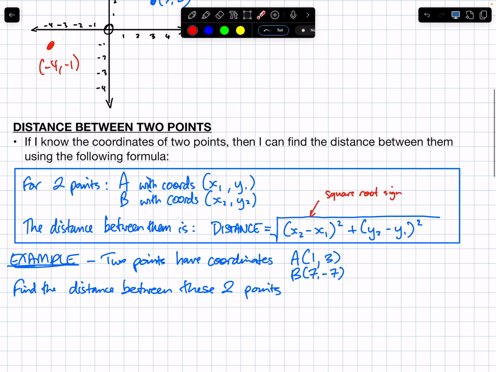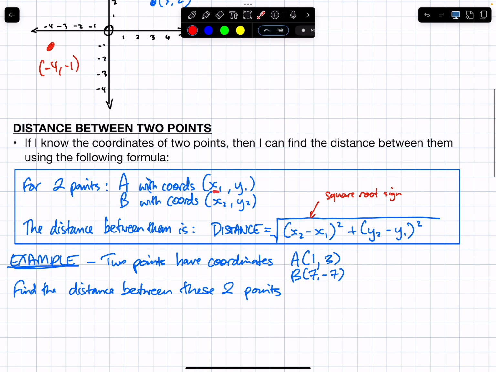Okay? So if I had 2 points, A had coordinates x1, y1, and B had coordinates x2, y2, the distance between them is the square root of x2 take x1 squared plus y2 take y1 squared. Can you get that? That's your cheat sheet material. And then I'll demonstrate it to you. And then you're done.